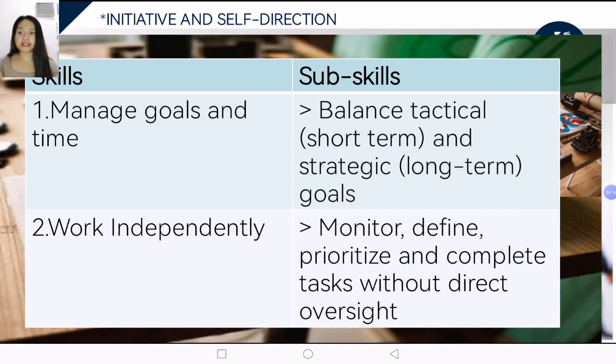Next is to work independently. Yes, working together, collaboration and engagement have been effective, especially in the teaching and learning process, the give and take process, think, pair, and share. But working independently is a nature we need to consider, since even if no man is an island, there will always be times that you need to stand by yourself. And based on its sub-skill, it is to monitor, define, and prioritize complete tasks without direct oversight. So the self-assessments, the self-awareness should always be there.